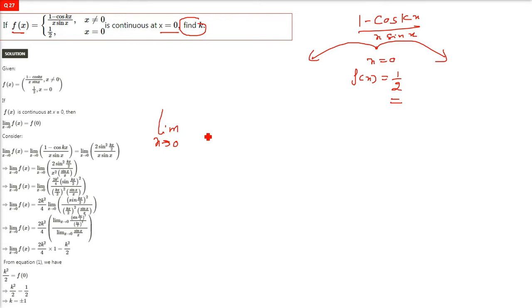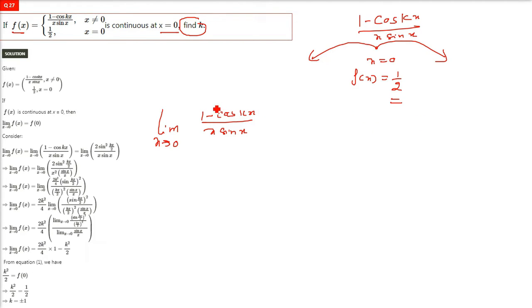Why am I doing this? Because I know this (1 minus cos kx) by x sin x can be solved to an extent where we can apply the limit directly without getting 0 or infinite or something, right? So (1 minus cos kx) by x sin x.